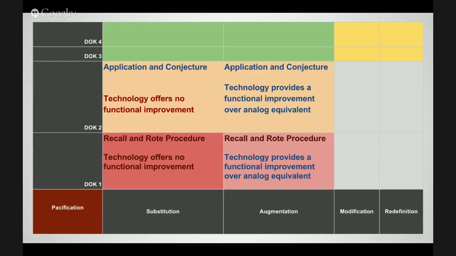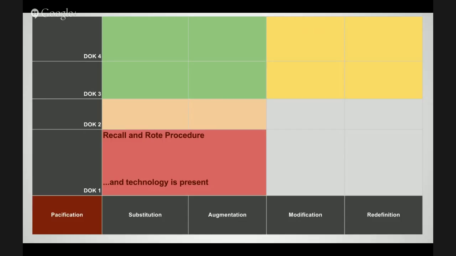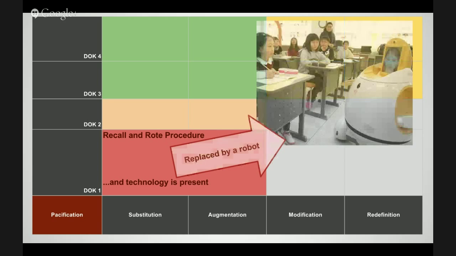So we're going to spend a little more time on this. So if you do recall and rote procedure and technology is present, it's not really teaching. There's one little band here, DOK 1, a substitute. If that's where you're at, you're going to be replaced by a robot.